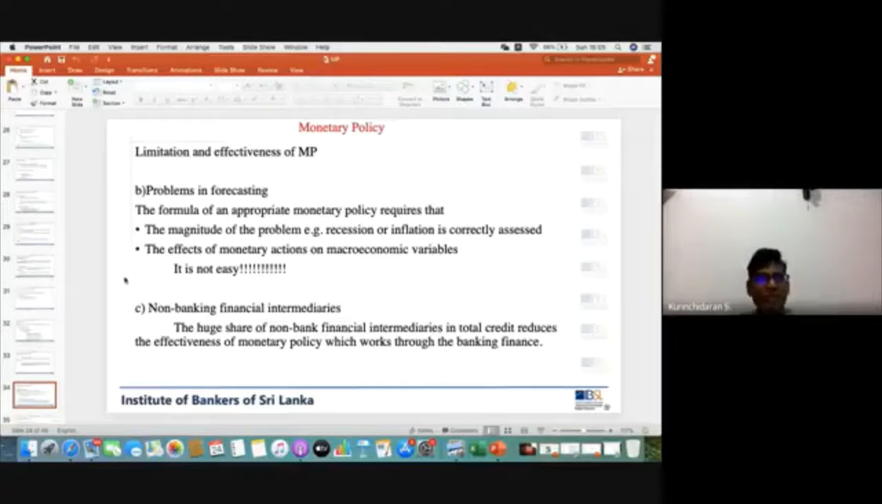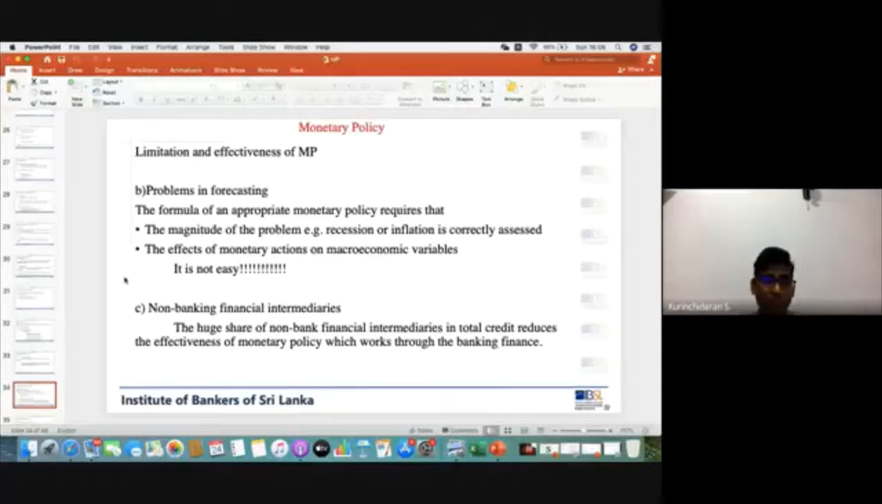And problems in forecasting, right? That is a very problematic area, very complex. The formulation of an appropriate monetary policy requires that the magnitude of the problem, recession or inflation, is correctly assessed, along with the effects of monetary actions on microeconomic variables. It's not easy, right?